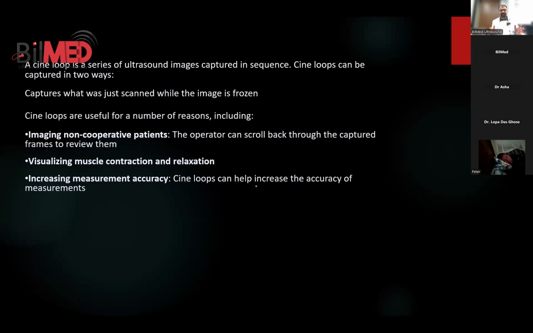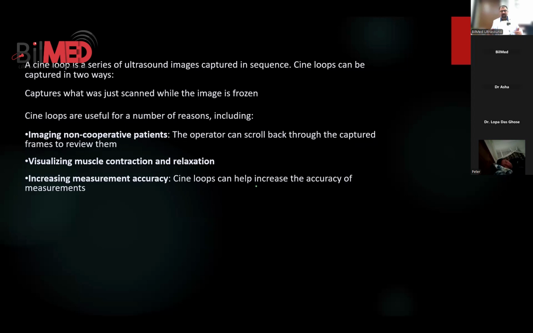Now, why do I need this Cine loop? How to get this Cine loop first? When you freeze the machine, I mean, when you press the freeze button, you will scroll down by your trackball, and you will see that the machine will play a small clip for you, and that clip is the images captured in sequence, the last images.